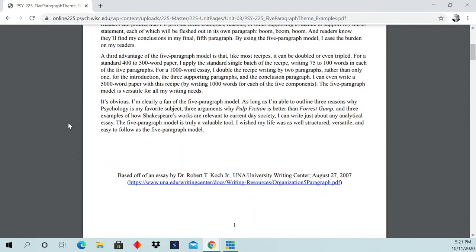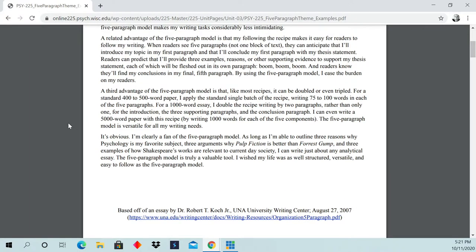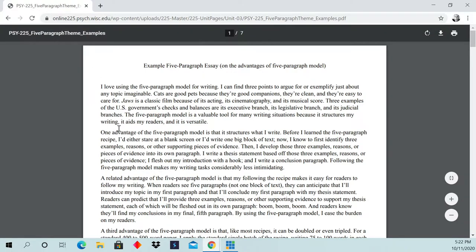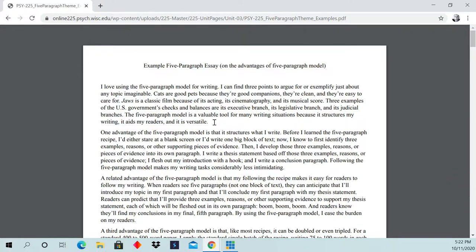As you can see, the reference down here at the bottom, this was written by an English composition professor at UNA University Writing Center about 13 years ago. So this is an older paper, but it's still relevant because it shows us how to write a good five-paragraph essay. Okay? If you'll remember, in the introduction, and I'm just going to go down through here, we're going to look through this example, we'll look through another example, and then we'll call it a day. This is titled Example 5-Paragraph Essay on the Advantages of a 5-Paragraph Model. Okay, so this is kind of a meta-writing example, if you will.